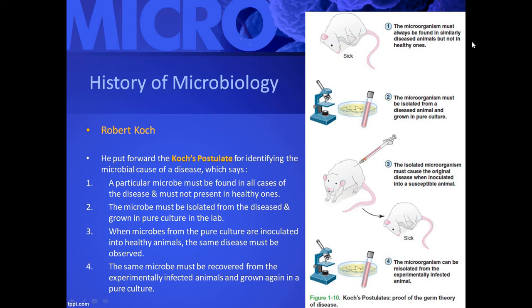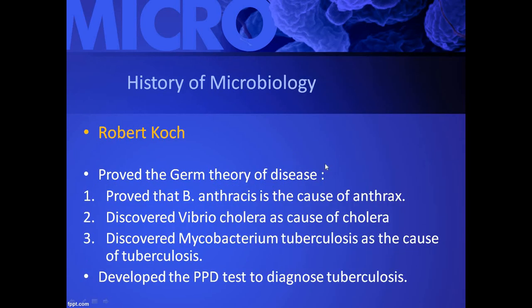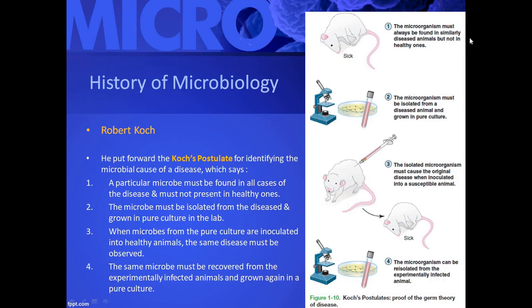Now, the major contribution of Robert Koch, okay, how could he prove the germ theory of disease and prove all these things? How could he do that? He put forward Koch's postulates, for identifying the microbial cause of a disease and proving the germ theory of disease. So what are these postulates all about?